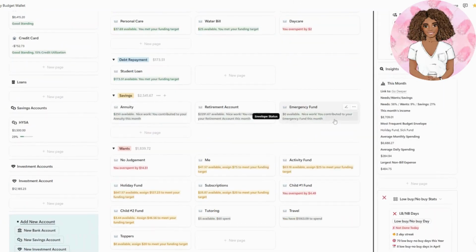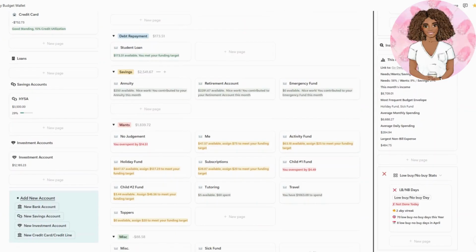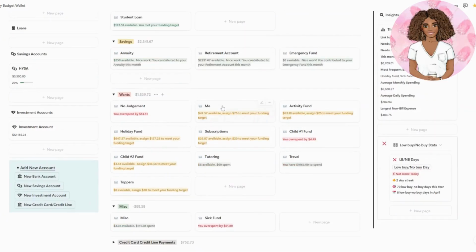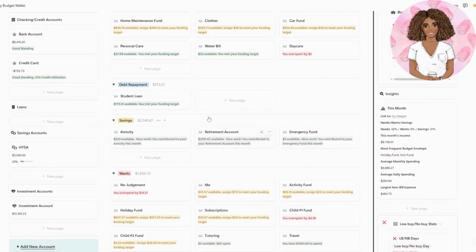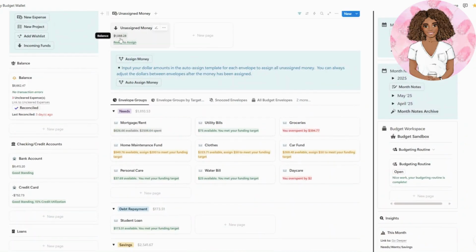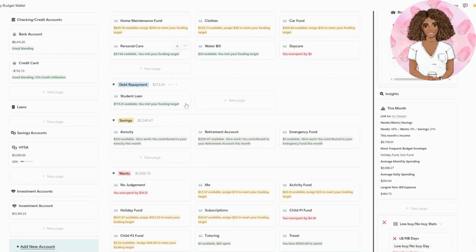And $0 available, and I contributed to my fund this month. So great. Okay. Oh, let me check how much I have left. Okay, 1,088 left to assign.